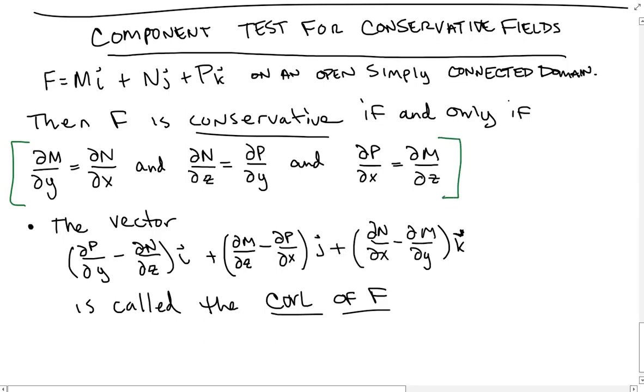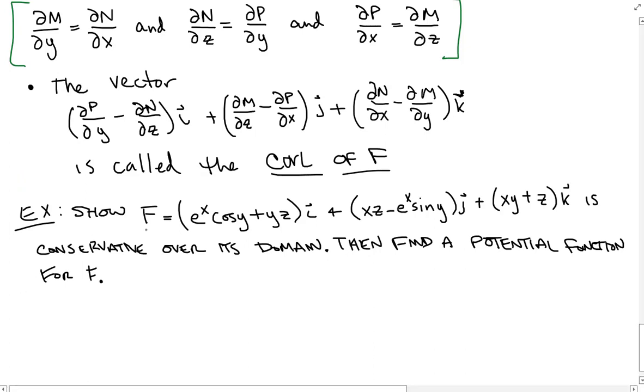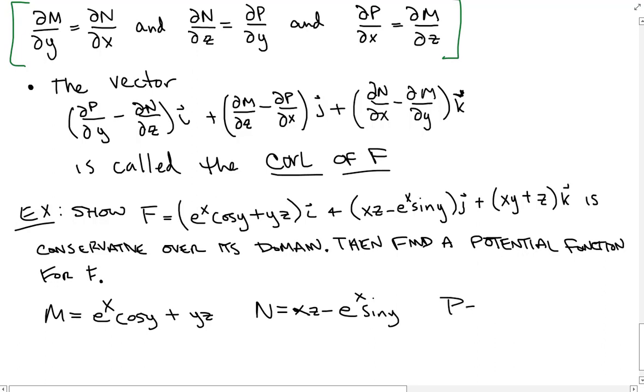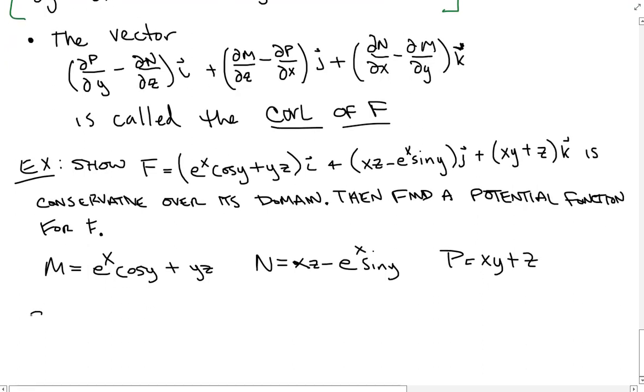Alright, so let's go ahead and try an example. The example says to show that this field F, given here, is conservative over its domain, and then find a potential function for F. So then find little f, that's the gradient. Let's start with showing that it's conservative. What do we know? We know that M, the component for i, is e^x cos y + yz. We know that N, for the j component, is xz - e^x sin y, and we know that P, for the k component, is xy + z. Okay, so we have to check our partial derivative equations. So the partial derivative of M with respect to y, let's compute that.